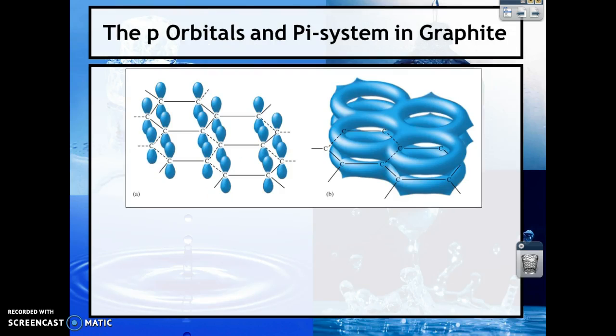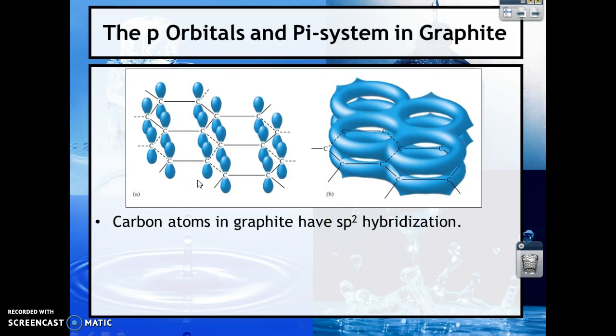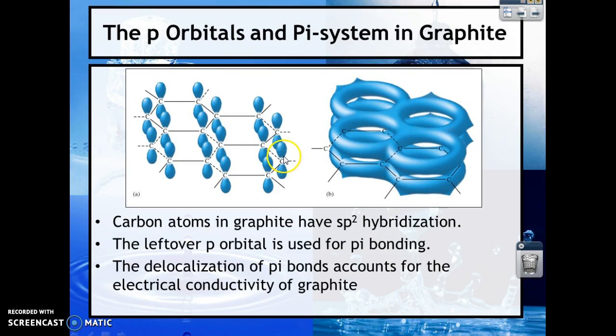Here's a picture of how their orbitals overlap. We have these p orbitals on the left that have this sp2 hybridization, and essentially what's happening here is these guys are all bonded up pretty strongly, and over here these guys can slide right past each other.